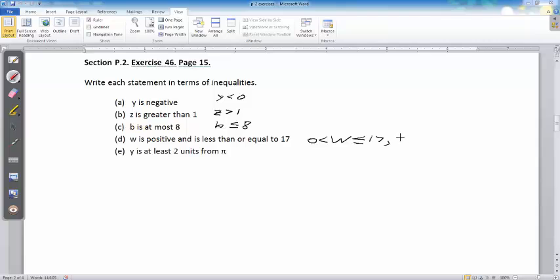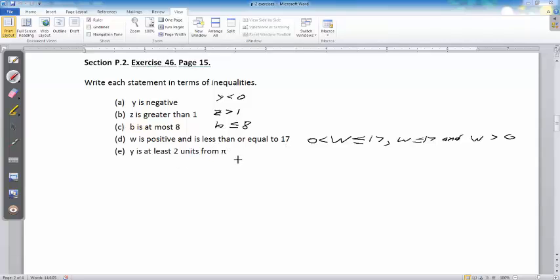Or you could write it as two inequalities and put an "and" in between. "And" is an acceptable statement in mathematics. It means both of the conditions have to be true if this statement is going to be true. So that would work as well, but obviously the compound inequality is a little bit shorter. So it's really up to you.